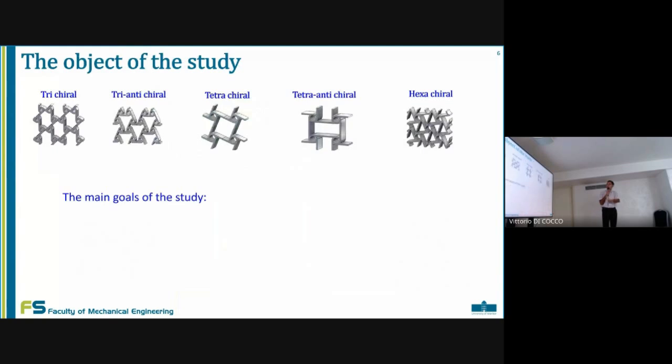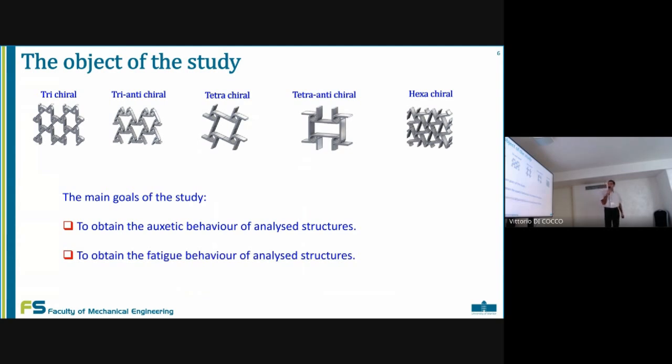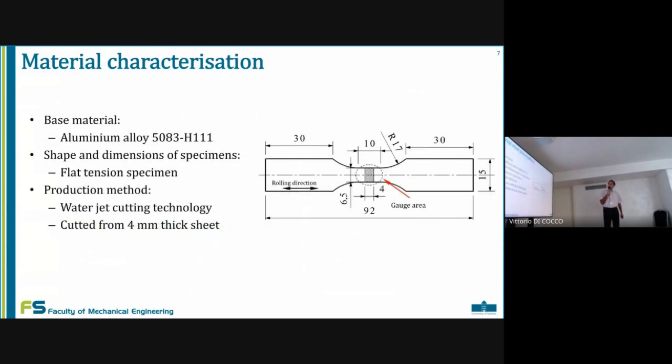In our study, we have analyzed 5 different chiral structures, and the main goal of the study was first to obtain the auxetic behavior of these analyzed structures, and furthermore to obtain the fatigue behavior of these structures. As a base material, we chose aluminum alloy 5003, and we decided to use flat tensile specimens which were manufactured with water jet cutting technology from 4 mm thick sheet.